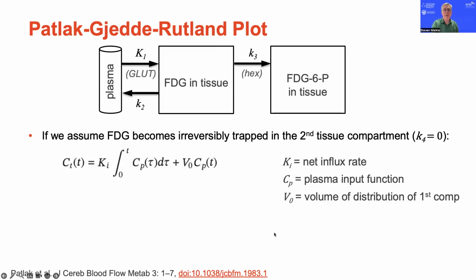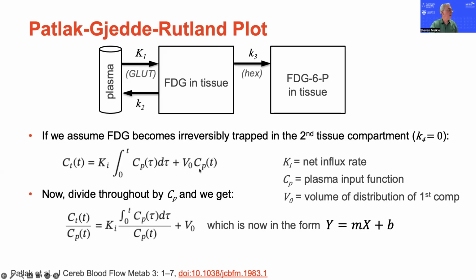Now we can rearrange this equation and divide throughout by Cp, and we get this equation. So now we've got a ratio on the left, and we've got a single constant value. V sub 0 is a constant.